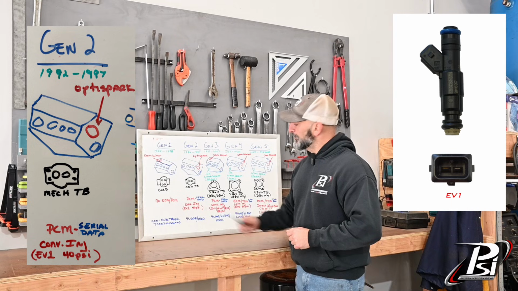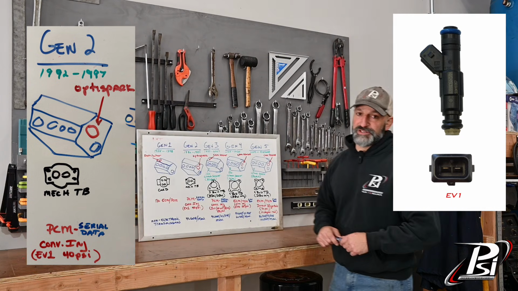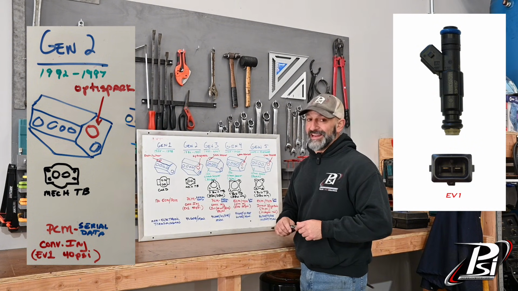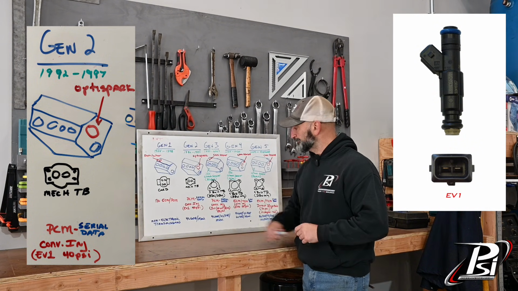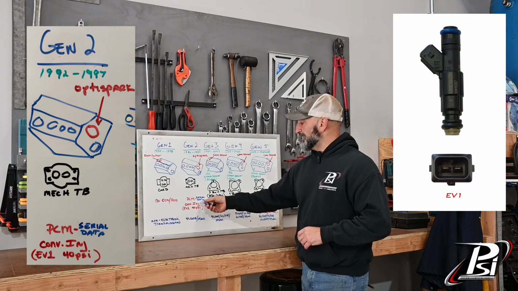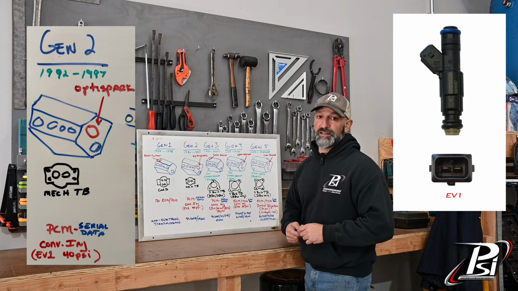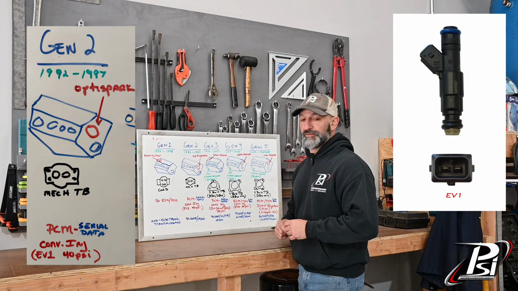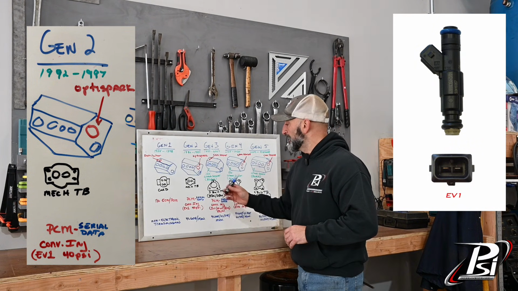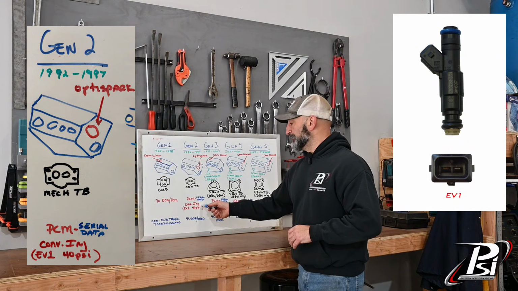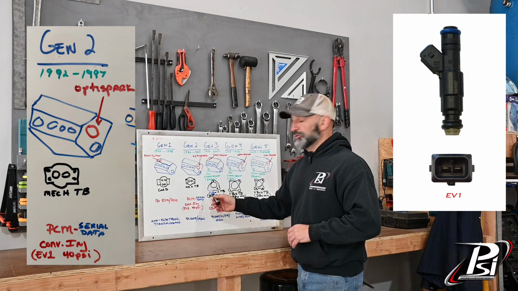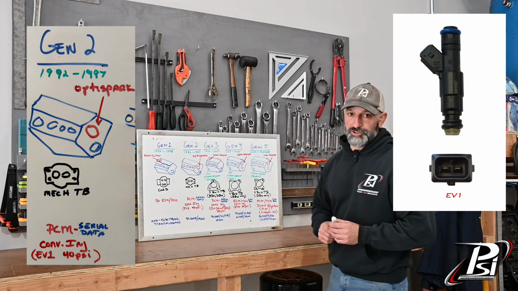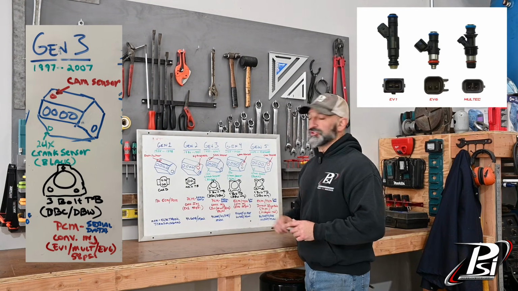Get to Gen 2, and on the LTs, they ran a PCM, which stands for Powertrain Control Module, which means they put transmission and engine functions in the same module. These specific controllers ran a serial data to the OBD port in order to pull codes off the computer if you had trouble codes or data. They ran a conventional fuel injector, which was an EV1 style injector, and they ran at about 40 psi of fuel pressure.